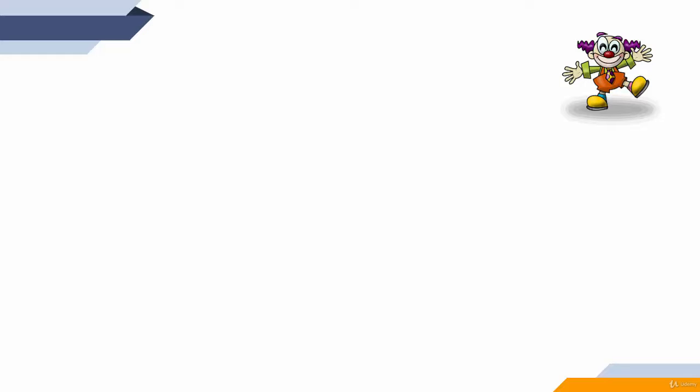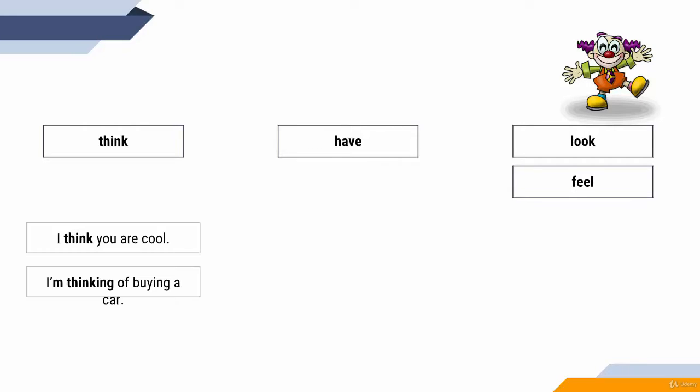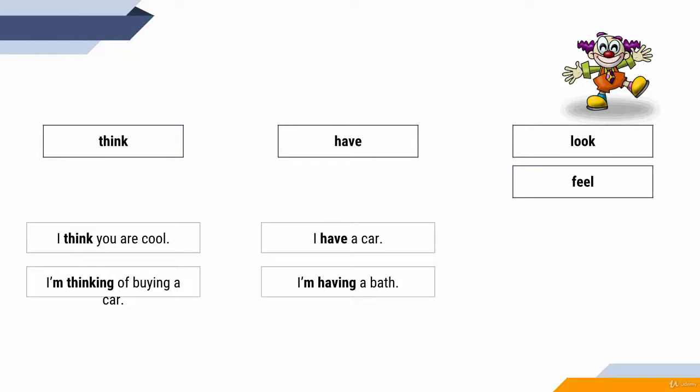But, okay, this is the general rule. Of course, not everything goes by the rules, as usual in English. So here are the exceptions: the verb think, the verb have, the verb look, the verb feel. Examples: I think you're cool. I'm thinking of buying a car. I think in general. That's my opinion. When you express an opinion, when you say that something is on your mind, then you use the simple form of think. But I'm thinking already means that you're considering something, that you have a plan about something. So when you speak about your plans, then you can use the continuous form of think.